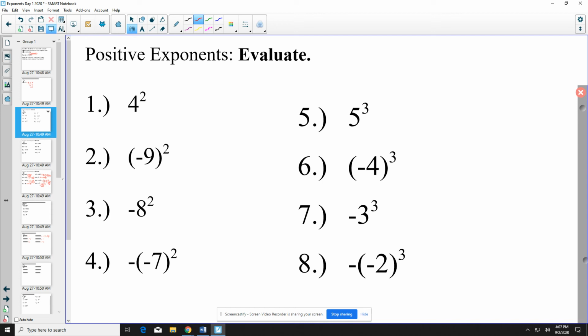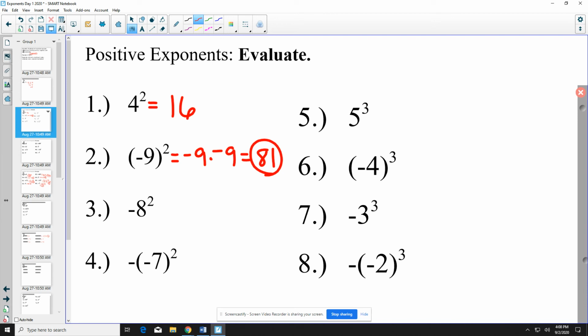Put a number 1 on your paper and put 4 to the second. 4 to the second means 4 times 4. The answer is 16. Good. Put a number 2 on your paper and put a negative 9 in parentheses to the second power. Okay, since the negative 9 is in parentheses, it means to take the number negative 9 times the number negative 9. So a negative times a negative is a positive 81.